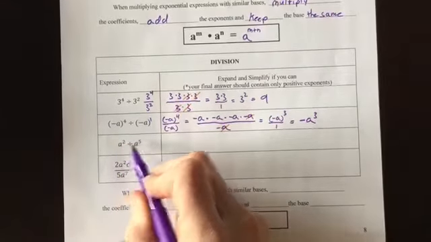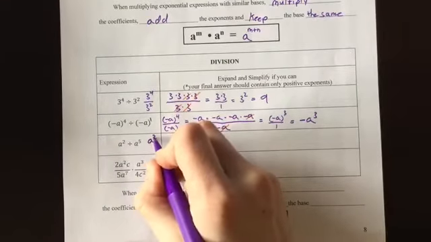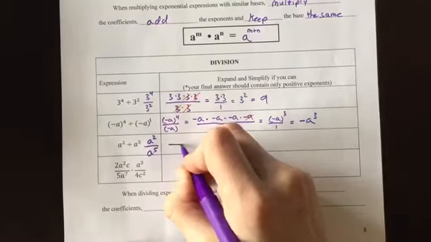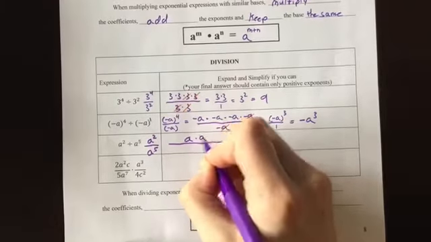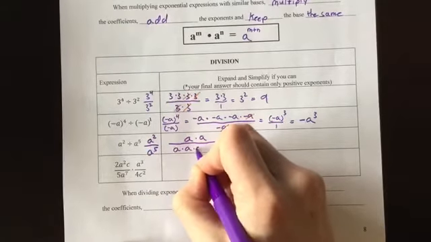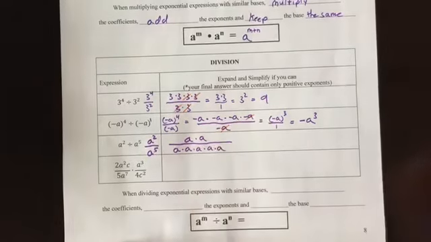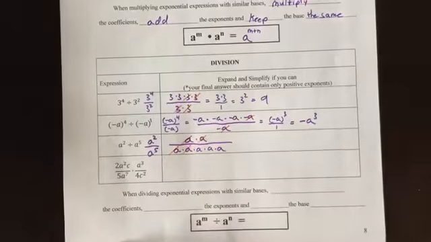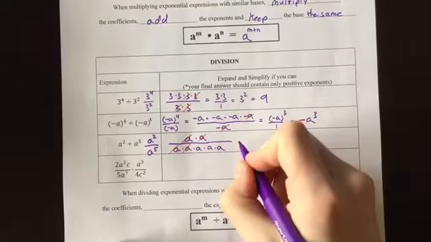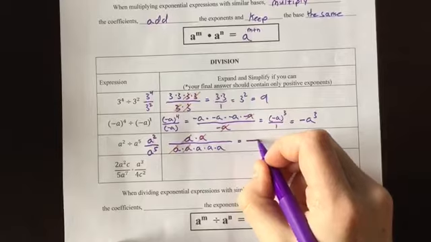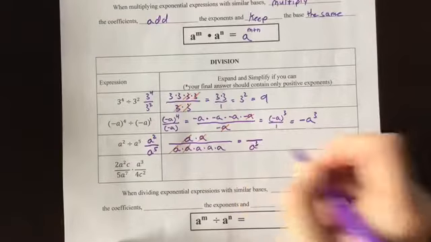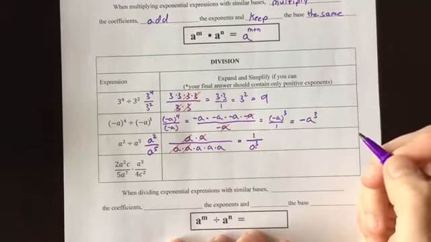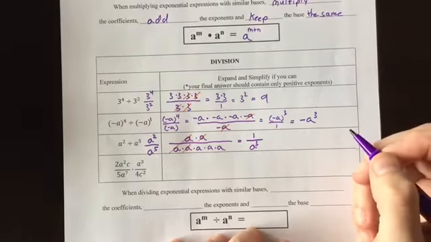Okay. Now we have a squared over a to the fifth, right? So that's a squared in the numerator, a to the fifth in the denominator. Right, so we've got a times a in the numerator and a times a times a times a times a in the denominator. The two a's in the numerator cancel with two a's in the denominator, leaving those three a's in the denominator, a to the third in the denominator. What's in the numerator? 1. So we have 1 over a to the third.